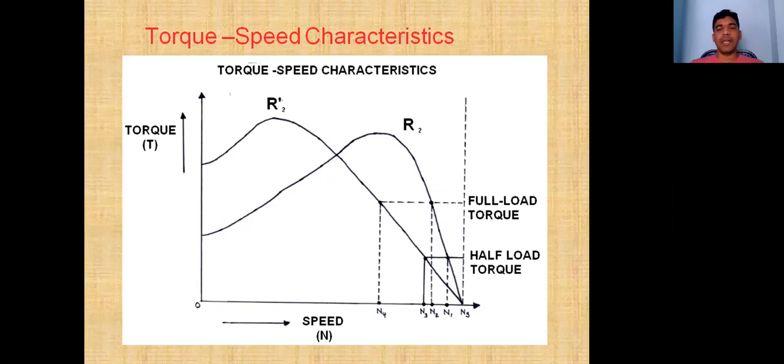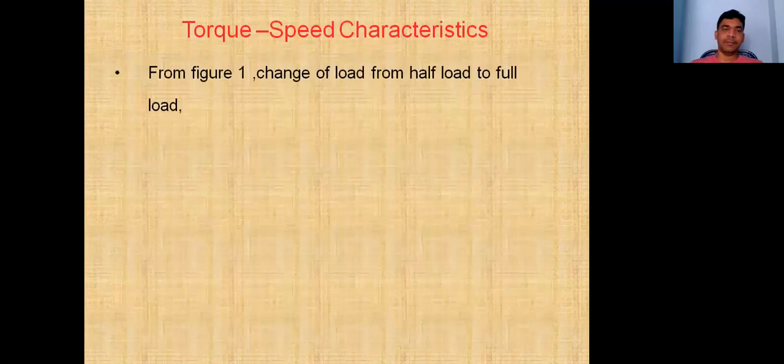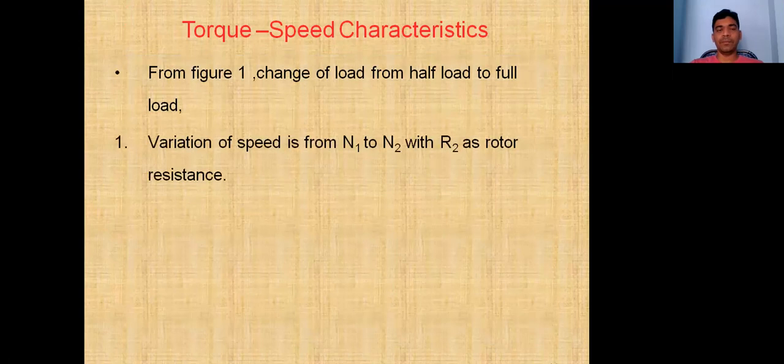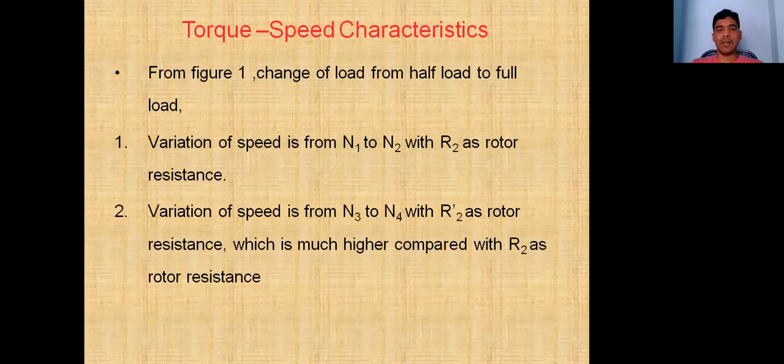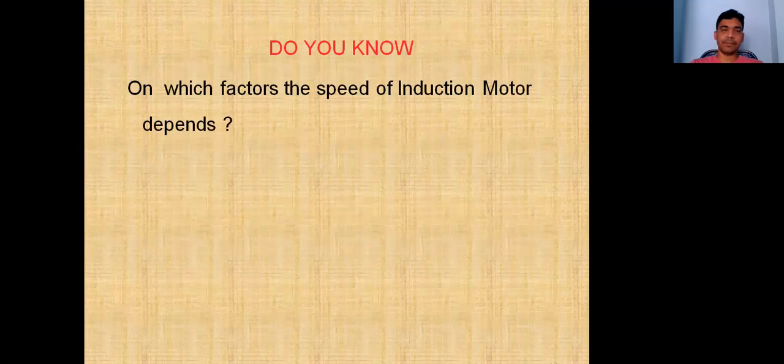When inserting a resistance in the rotor circuit, from figure 1, for a change of load from off load to full load, the variation of speed is from N1 to N2 with R2 as the rotor resistance, and the variation of speed is from N3 to N4 with R2 dash as the rotor resistance, which is much higher compared with R2 as rotor resistance.